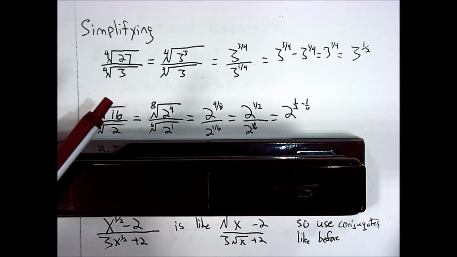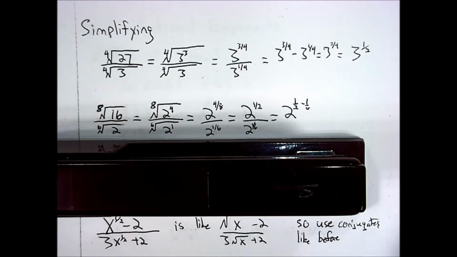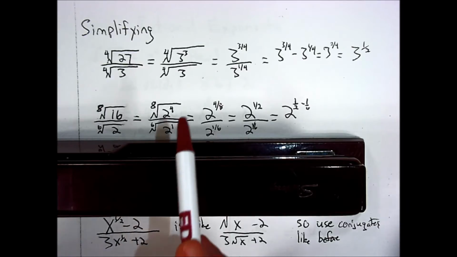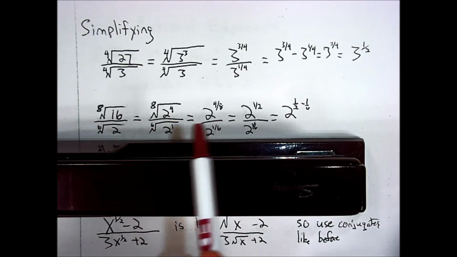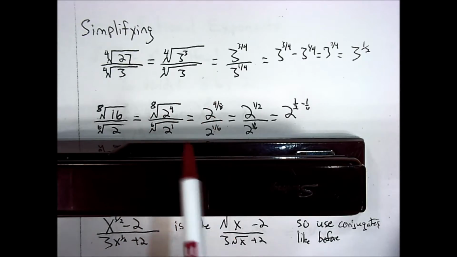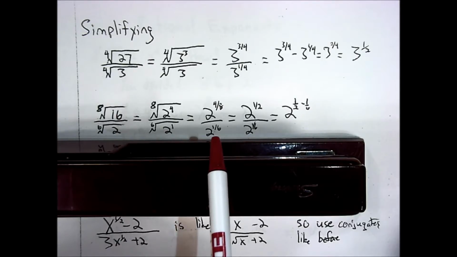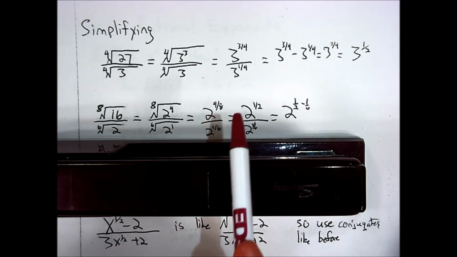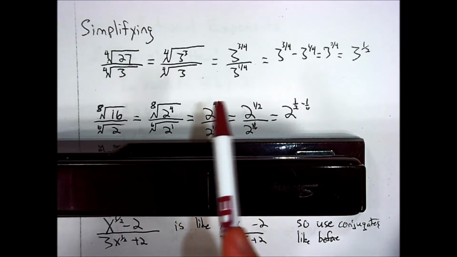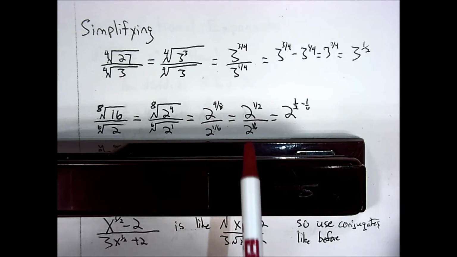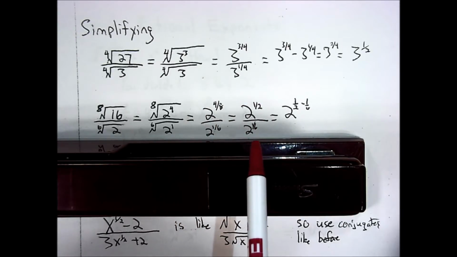I want to rewrite 16 as a power of 2. 16 is going to be 2 to the 4th power. And now I rewrite these in fraction form: 2 to the 4/8 and 2 to the 1/6. I can simplify 4/8 to 1/2. So 2 to the 1/2 over 2 to the 1/6.